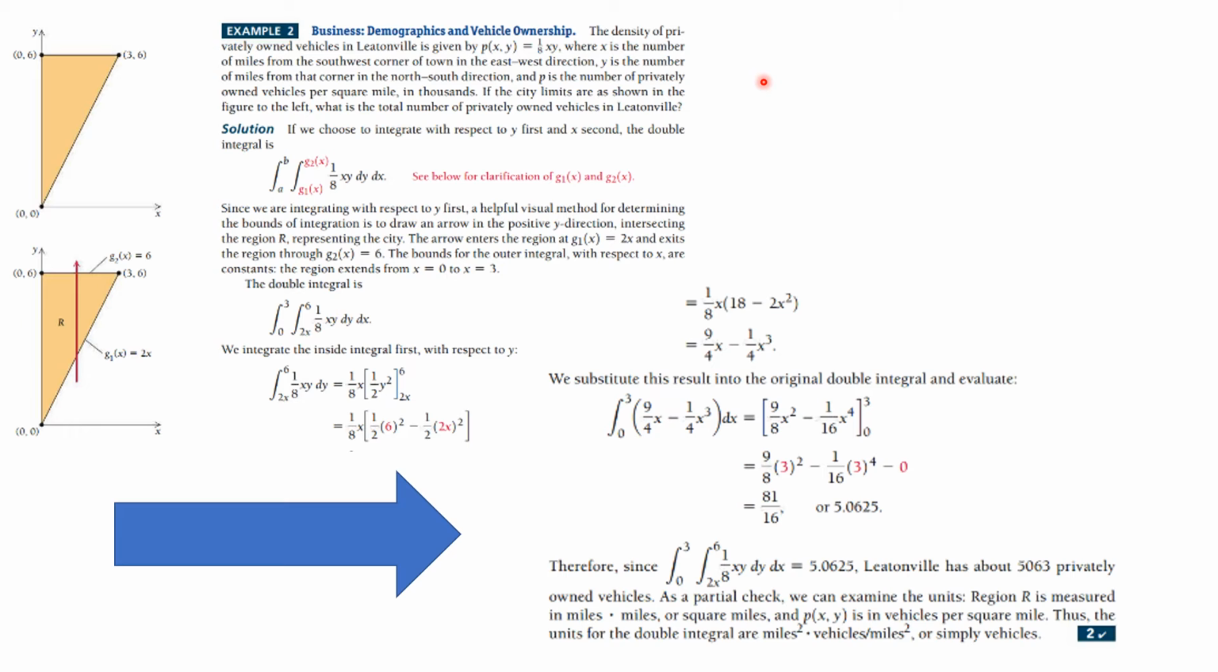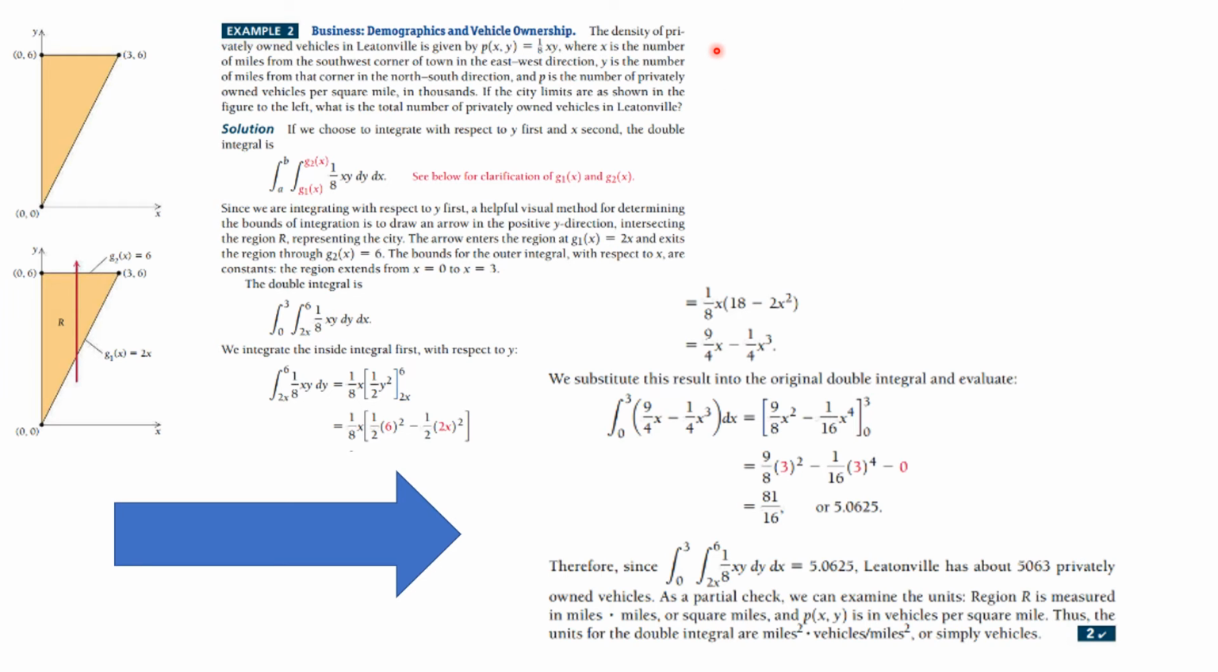Life is a word problem, so let's talk about a word problem. Now this is going to build upon the problem that we already did. The density of privately owned vehicles in this town is given by P of x y equals 1 over 8 x y. That's one that we're going to calculate, and you want to remember the results because we use it later.